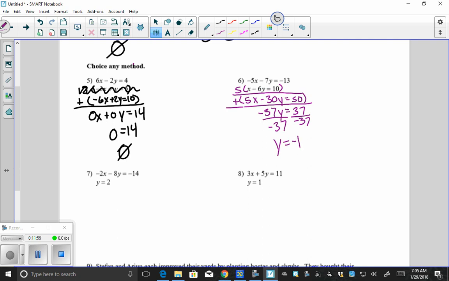Remember, my answer is in the form of an ordered pair, so I have to plug negative 1 back in. I want to choose the bottom, so I have x minus 6 times negative 1 equals 10. X plus 6 equals 10. Subtract 6 from both sides. X equals 4. So my final answer is 4 comma negative 1.